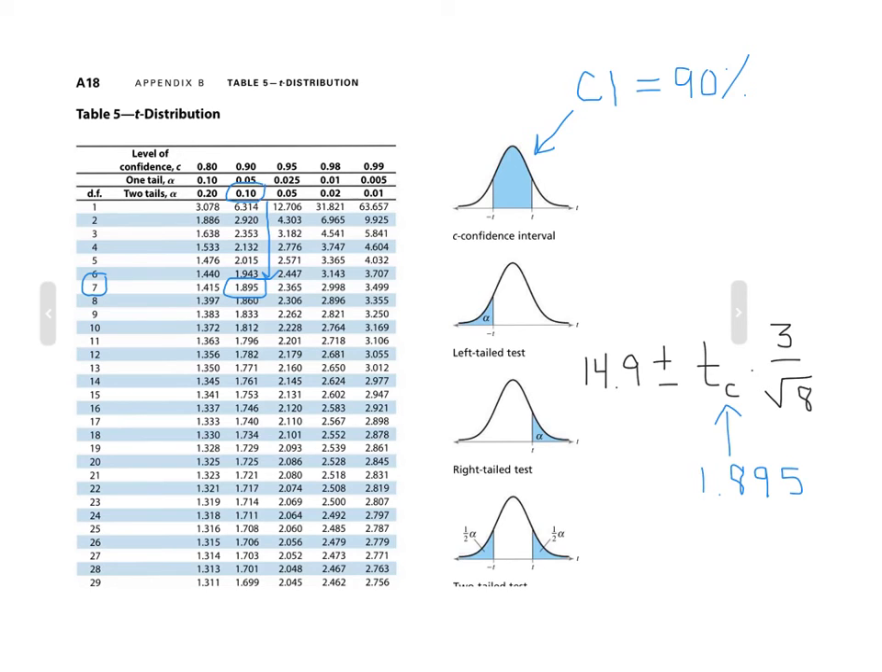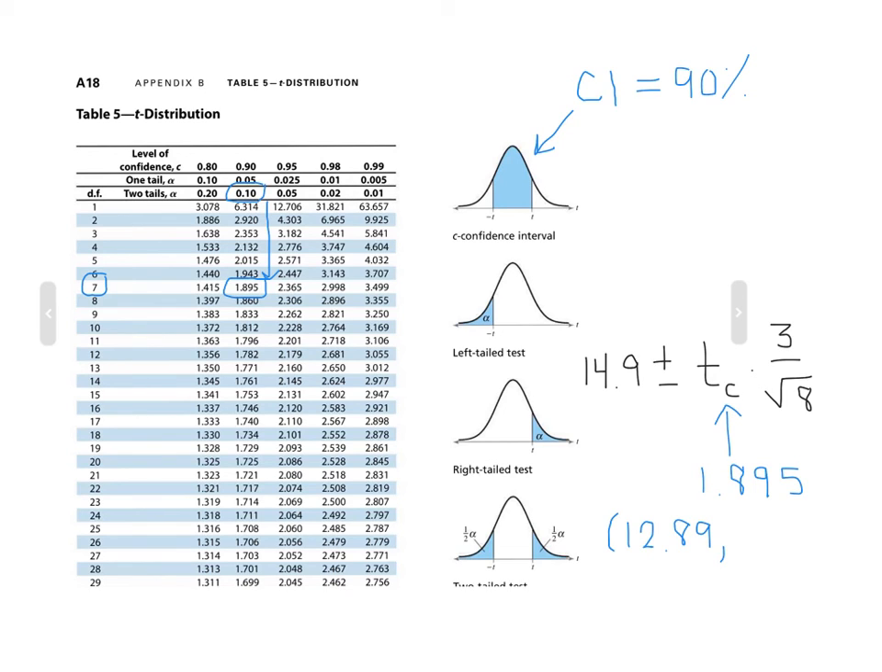in order to capture the middle 90%. So as our confidence intervals always have, we're going to have a lower limit, which we'll get by typing 14.9 minus 1.895 times 3 over root 8. And we get a lower limit of 12.89. I said critical value, I meant to say lower limit.